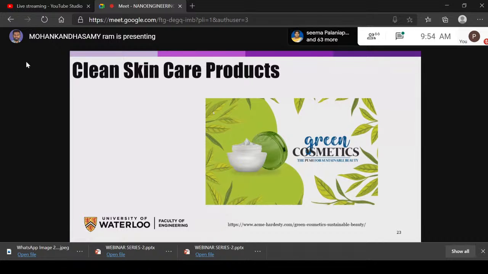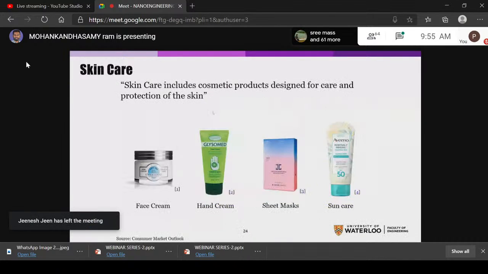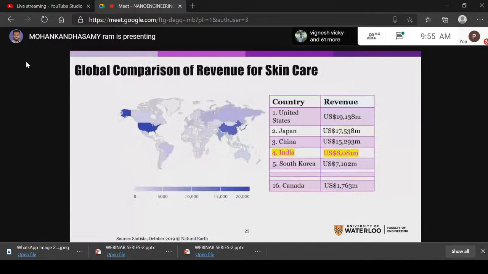They are not at all good for your health, but you are being advertised to and you are using those things. So these are the different skincare products, starting from face cream, hand cream, sheet masks, and sun care. These are the different products you are using every day, and they are all containing chemical ingredients.